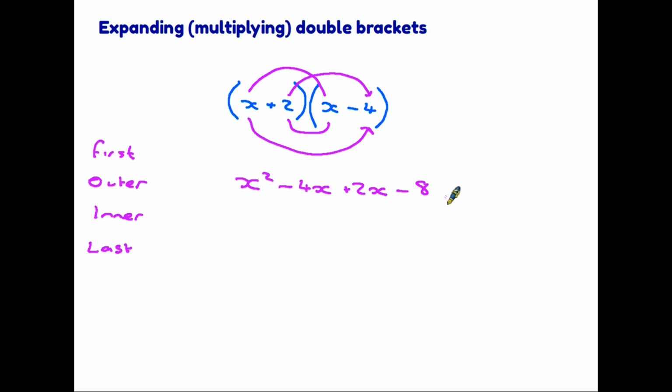And as usually happens, in the centre here we have 2 like terms, so we need to collect them. We have an x squared, but then we have minus 4x plus 2x. That gives us minus 2x, and on the end minus 8. Therefore we have expanded the brackets and we have simplified the answer by collecting the like terms.